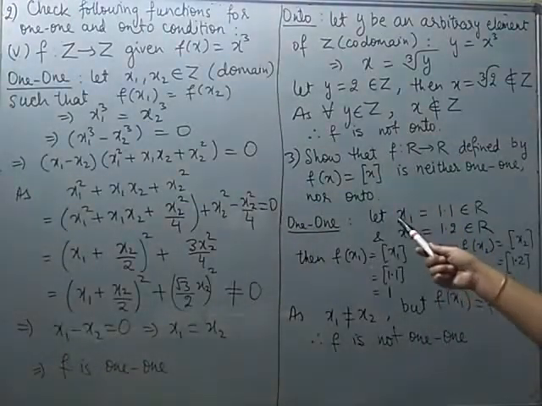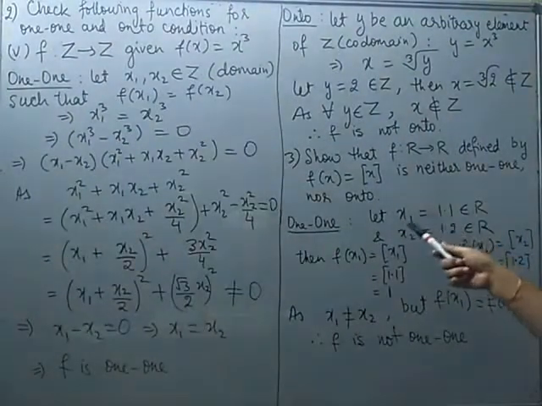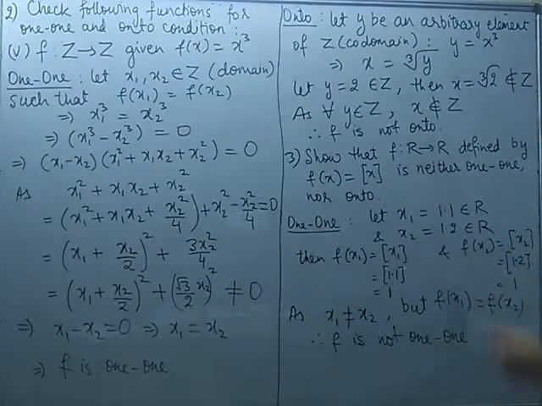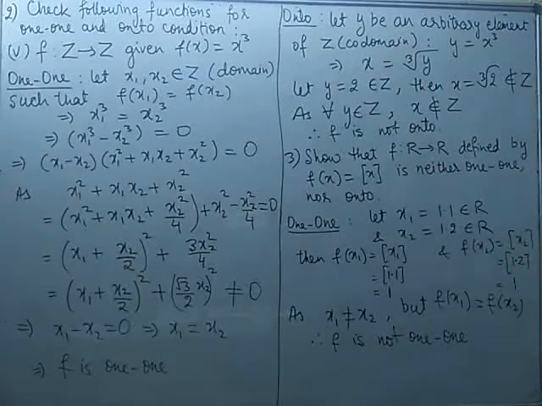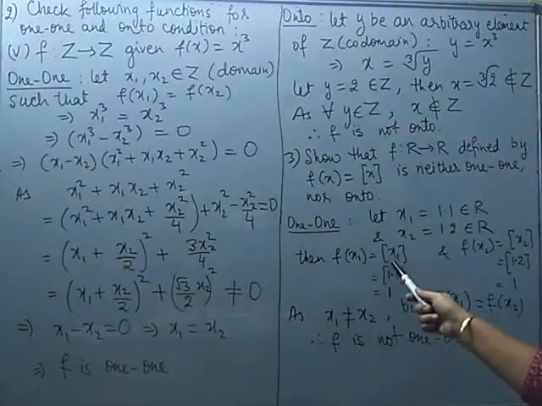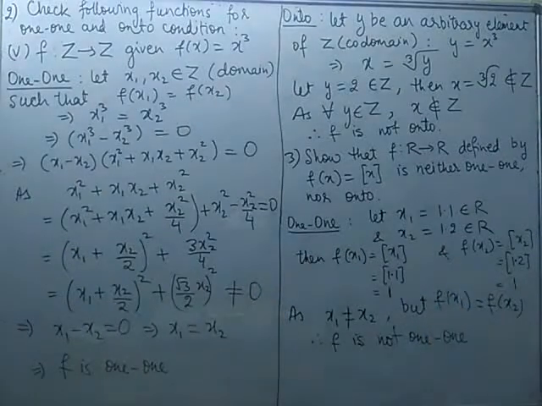Keeping that in mind, I have given two values to x1 and x2. x1 is taken as 1.1, x2 is taken as 1.2. Both are real numbers; x belongs to the set of real numbers. Now the image f(x1) will be the greatest integer function of 1.1, which is 1 only. And what about x2? The image f(x2) is the greatest integer function of 1.2, which is again 1.